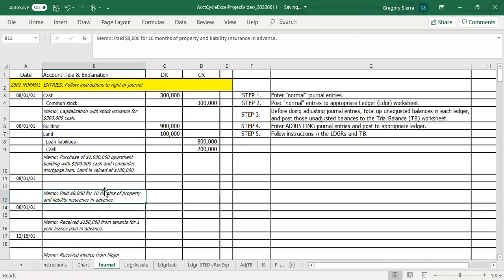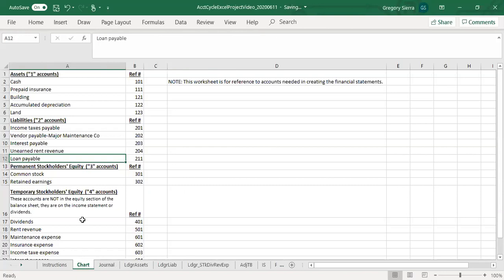Okay, so we paid, so let's start with the cash. Credits always go last, debits first. Indent two spaces, 8,000 bucks. So we know that this equals 8,000 bucks. And if we go to the chart, we're looking for prepaid insurance.